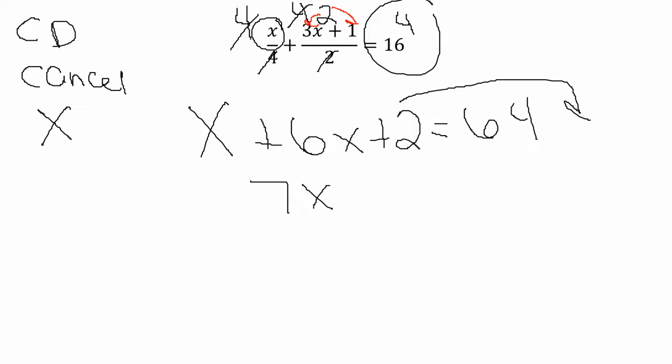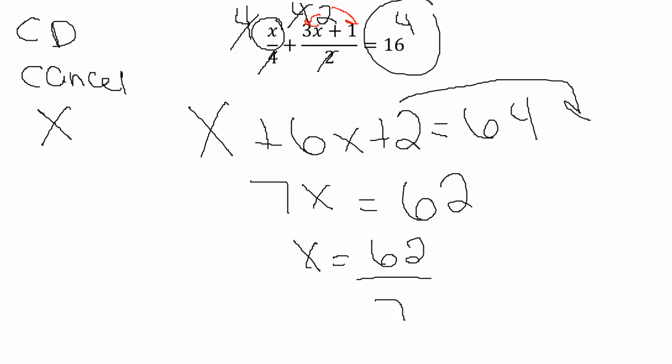Move this 2 over, so 7x equals 64 minus 2 is 62. Move the 7 over, and you end up with 62 divided by 7, which isn't solvable. Well, it's solvable, but you get a decimal. So what you're going to do is just leave it as 62 over 7.